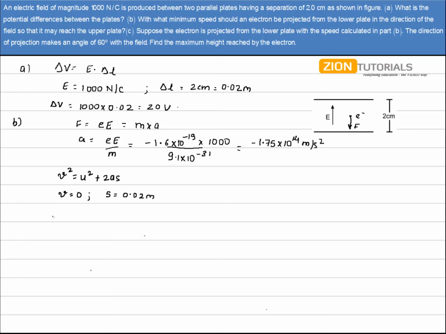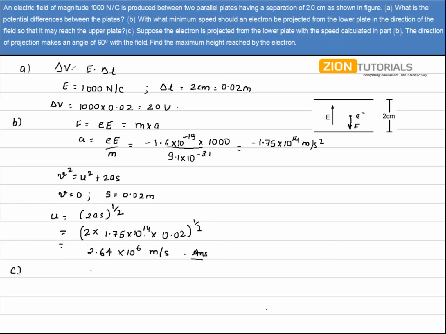So on substituting all the values, we get u as (2as) to the power 1 by 2, and on substituting the values we get (2 into 1.75 into 10 to the power 14 into 0.02) to the power 1 by 2, and on solving this equation we get u as 2.64 into 10 to the power 6 meter per second. This is the answer for second part.